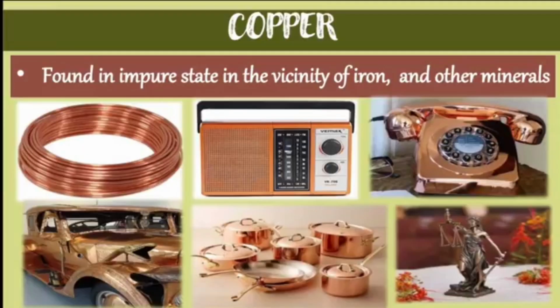Now let's talk about the metal, that is copper. Copper is found in an impure state in the vicinity of iron and other minerals. Now copper is used in many things, like you can see in this picture. Our electrical wire also has copper wire in it, through which the electricity is passed, and it is a very important component, as without copper wire there is no electricity that can be transferred from one place to another.